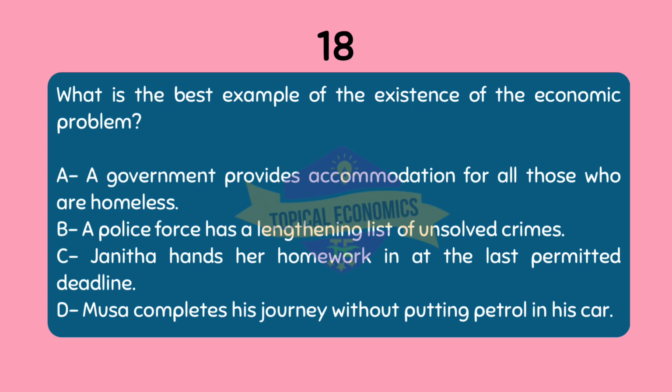What is the best example of the existence of the economic problem? A. A government provides accommodation for all those who are homeless. B. A police force has a lengthening list of unsolved crimes. C. Janitha hands her homework in at the last permitted deadline. D. Musa completes his journey without putting petrol in his car. This question is from year 2016 May-June version 2 paper.